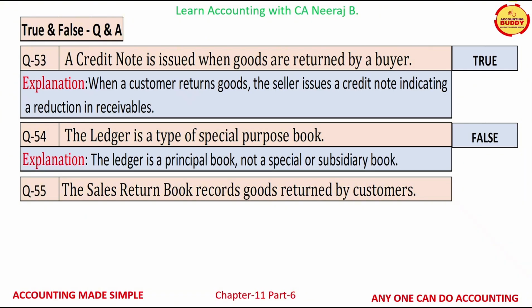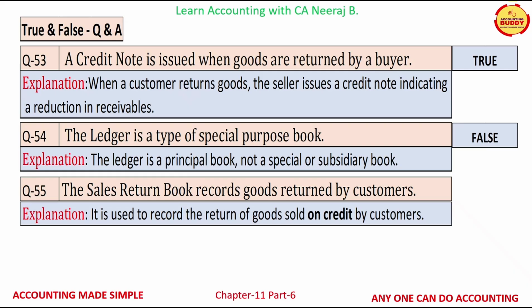Question number 55: the sales return book records goods returned by customers. The fact is, it is used to record the return of goods sold on credit by customers. Therefore, it is a true statement.